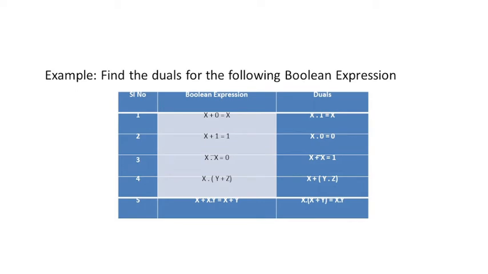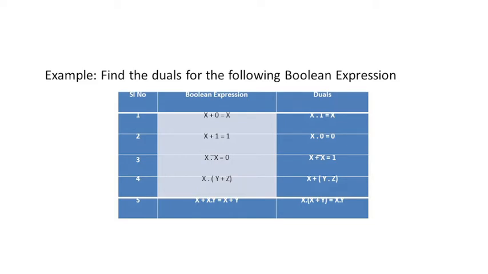Find the duals of the following expressions. You can see expression number 1, x plus 0 is equal to x. So how can we change that? We just need to change the sign, and wherever 0 is there, we will make it 1, and wherever 1 is there, we will make it 0. So x plus 0 is equal to x will become x dot 1 is equal to x. X plus 1 is equal to 1 will become x dot 0 is equal to 0. X dot x bar is equal to 0 will become x plus x bar is equal to 1.